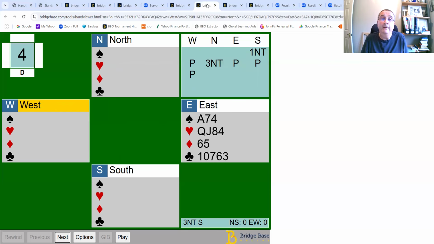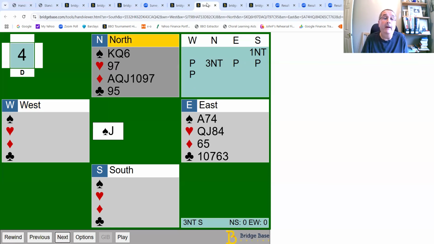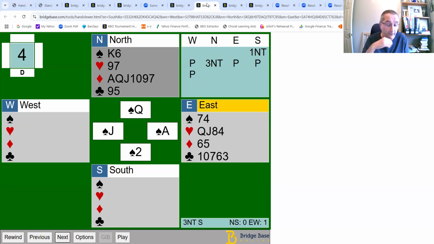What about this one? Here it's gone 1 no trump, 3 no trump. And again, your partner leads the jack of spades. This time the queen is played and you win that first trick with the ace. And I've got the next poll for you, which is, which suit are you going to play this time? Are you going to carry on with spades or switch to a heart or play a diamond or a club?